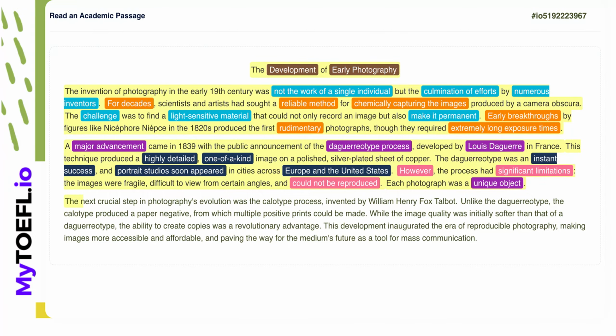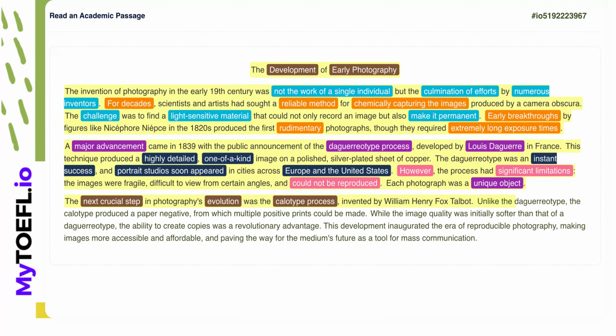The next crucial step in photography's evolution was the calotype process, invented by William Henry Fox Talbot. This sentence introduces the third major development. The phrase, "next crucial step," tells us we are continuing the story of progress. We are now learning about the calotype process, and we get another inventor's name, William Henry Fox Talbot. The word evolution is important because it ties back to the main theme of development.